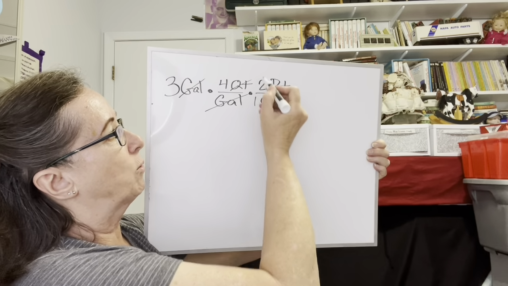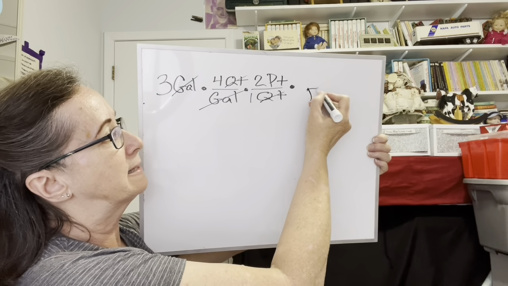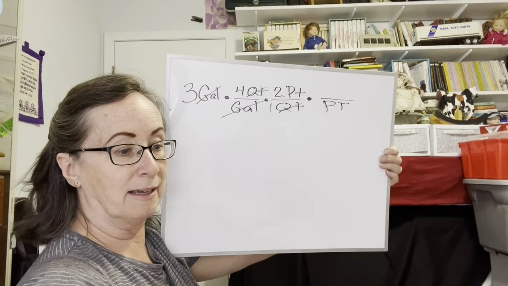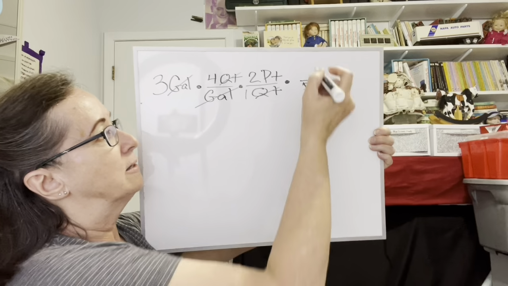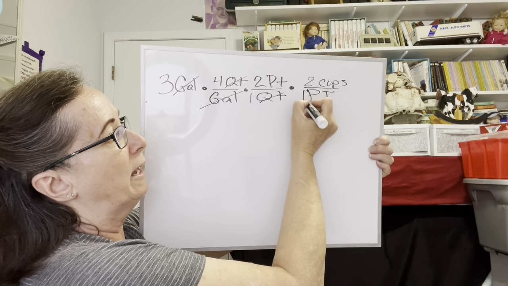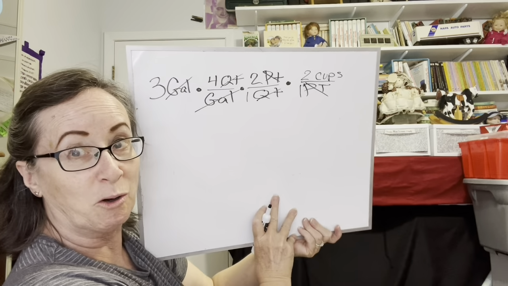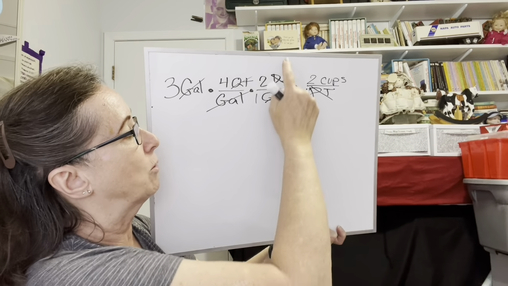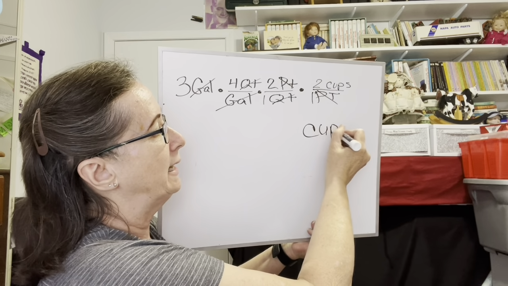Now my quarts and my quarts cancel. So now, don't I want pints to be on the bottom? And I know that 2 cups is 1 pint. So now pints cancels pints. And I am all ready to do my multiplication because I have canceled my gallons, canceled my quarts, canceled my pints. I'm left with cups. Cups is what I wanted.